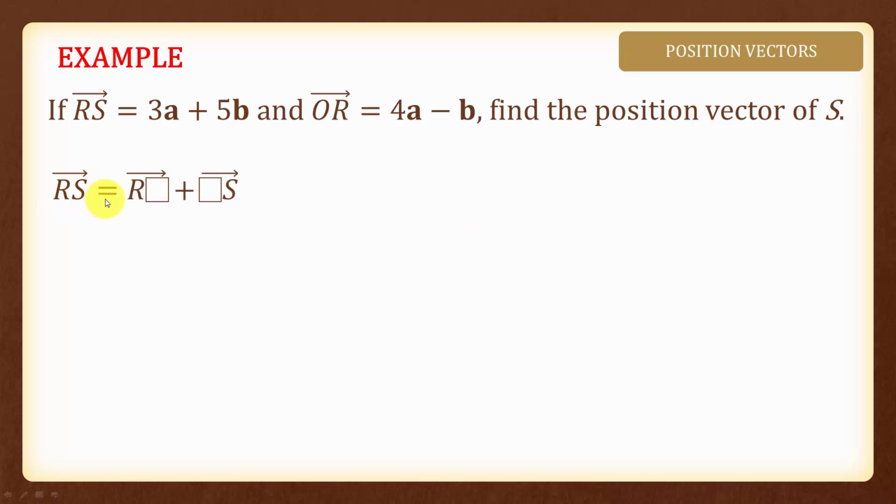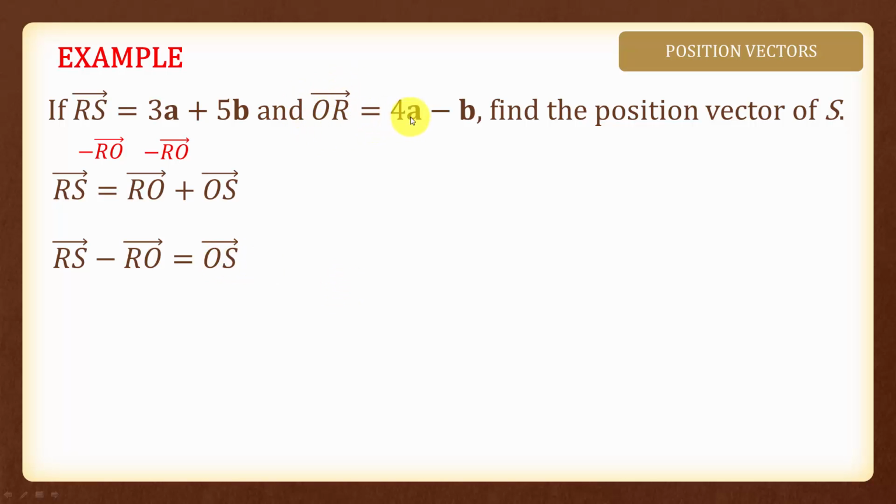Vector RS can be written as this vector addition. And the common letter here that we can use based on this example will be the letter O. And hence, vector RS is equals to vector RO plus vector OS. Since vector OR and vector RS are given, we can easily find vector OS by subtracting vector RO on both sides to give us vector RS minus vector RO to be equals to vector OS.